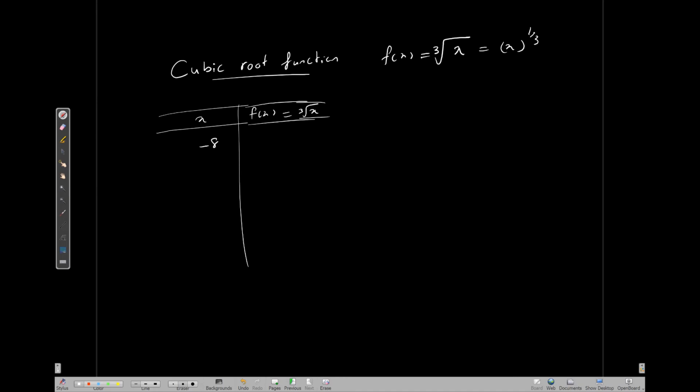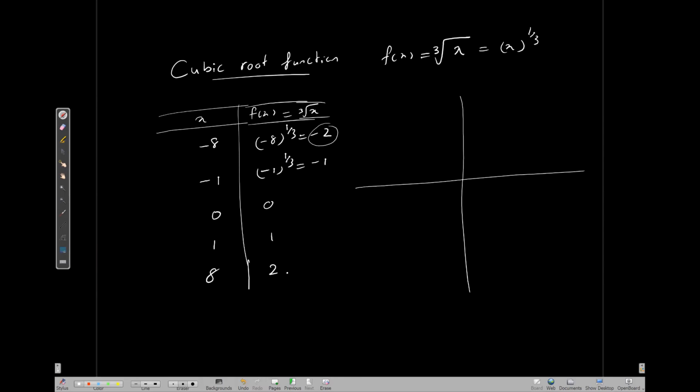Now let me choose these values, -8, -1, 0, 1, 8. Because I'm choosing these values, -8 to the 1/3 is -2. -1 to the 1/3 is -1. Because when you cube this guy, you get -8. 0 is 0, 1, 2. Now, if you draw this, -8, -2. So 1, 2, 3, you go far away in the x-axis, but a little bit in the y-axis. So -8, -2 like this. -1, -1 somewhere here. Then 0, 0, 1, 1, 8, 2. So it will have a nice shape.